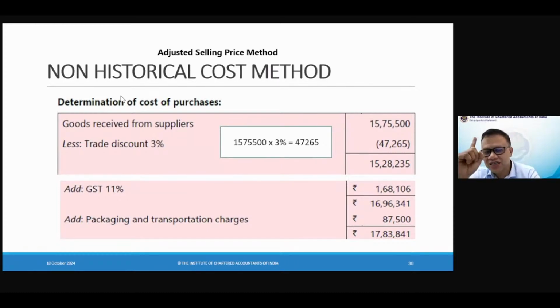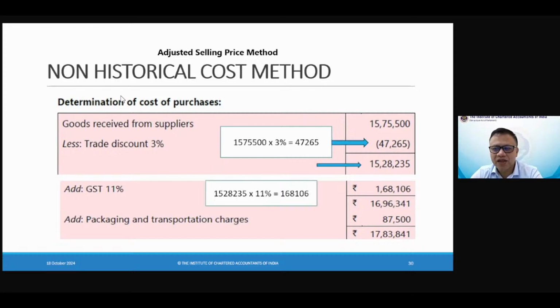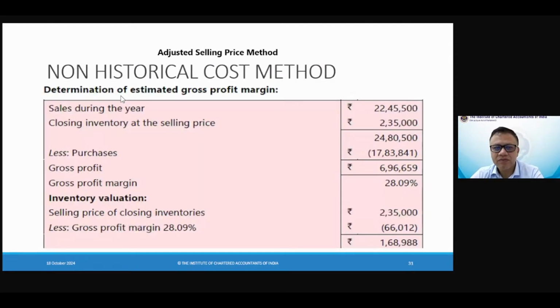I have already discussed this in the first theoretical discussion on the cost of purchase: we deduct the trade discount. So this came to 47,265, and we added GST at 11%. So we get 168,106. We also added packaging and transportation charges of 87,500. So finally, we got 1783,841 as the total cost of purchase. Once we have the cost of purchase, we have to find the estimated gross profit margin. Now, what are the sales during the year?